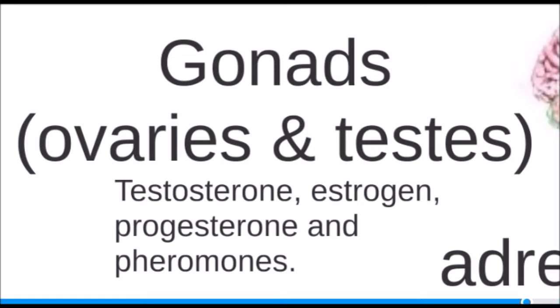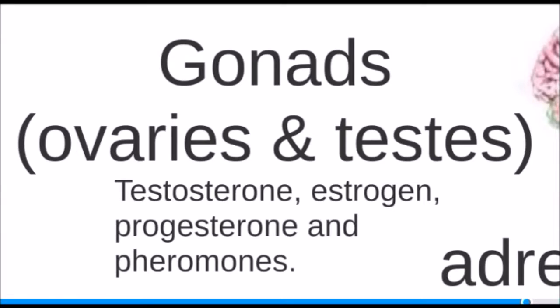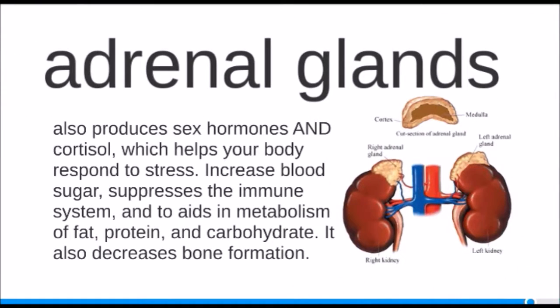The adrenal glands, these are going to sit on top of the kidneys. These actually also produce sex hormones, and by sex hormones, I mean testosterone, estrogen, progesterone. And cortisol, which helps your body respond to stress. It also helps to increase your blood sugar and suppress the immune system. So if you're really busy or you're running and you need to do something, it'll help suppress the immune system so that you don't feel so sick. And then once you're done running around being crazy or trying to run from the lion or whatever it is, your immune system will kick back in.